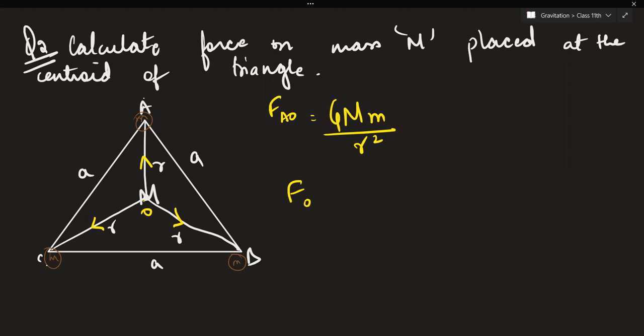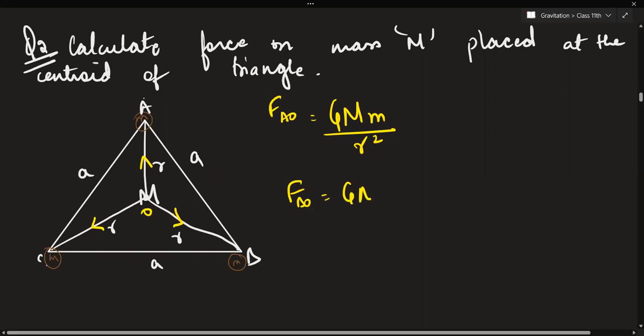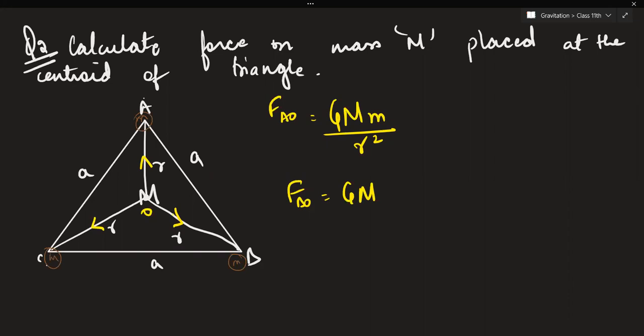Then you have FBO, force between these two. Now, can you try? Other students who couldn't respond, Talha, Yusuf. Talha, can you now try? For these two. G M into m by R square. Correct. It will be exactly the same.